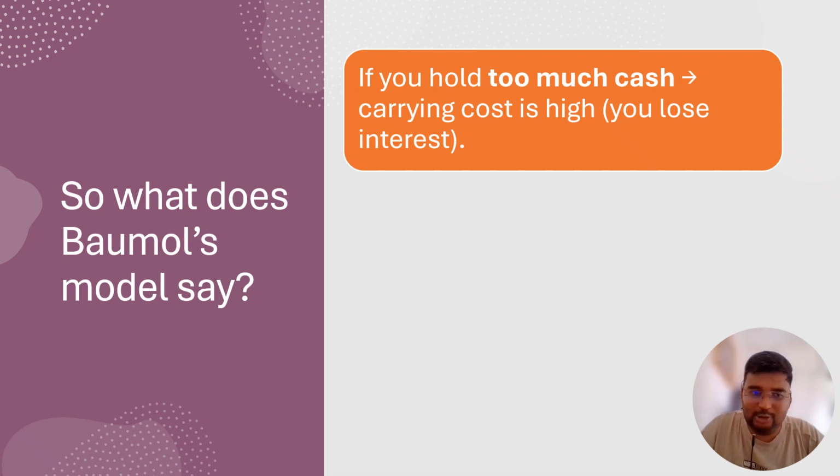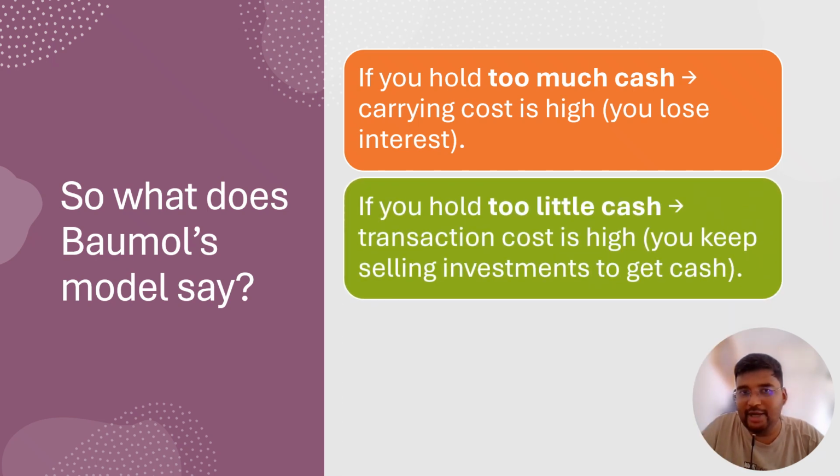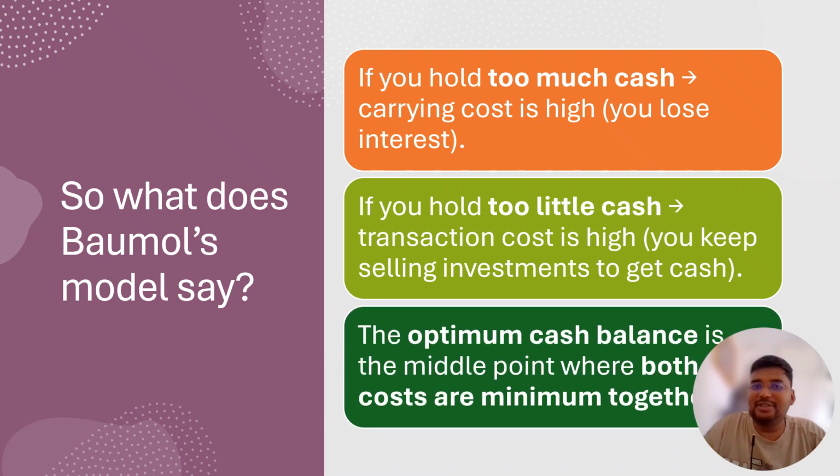Also, it says that too little cash is again not a good idea for you. You will go again and again and sell your investments in the market to arrange cash for your business. That means your transaction cost is high. So Baumol's model says that the best amount of cash is the optimum balance. In the same way that you calculate economic order quantity for your stock, similarly calculate economic order quantity for your cash. The question is how?